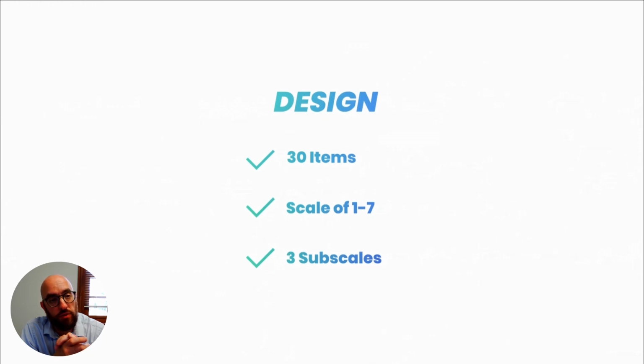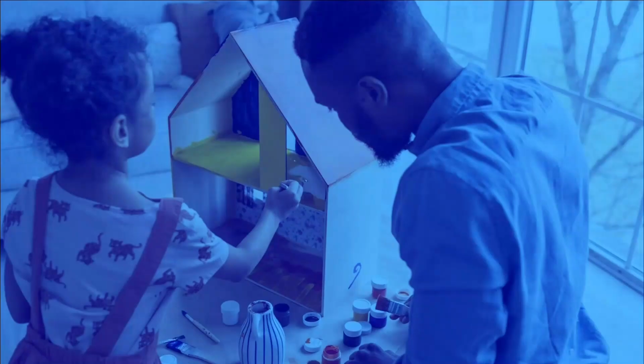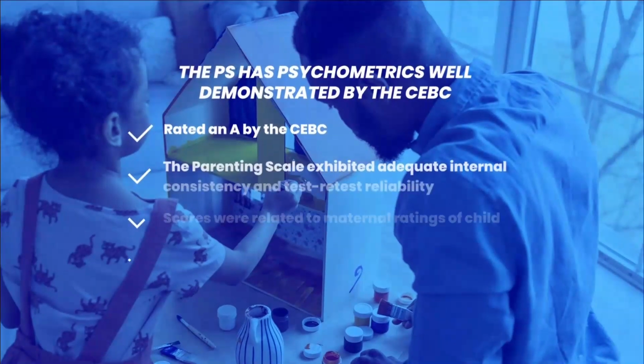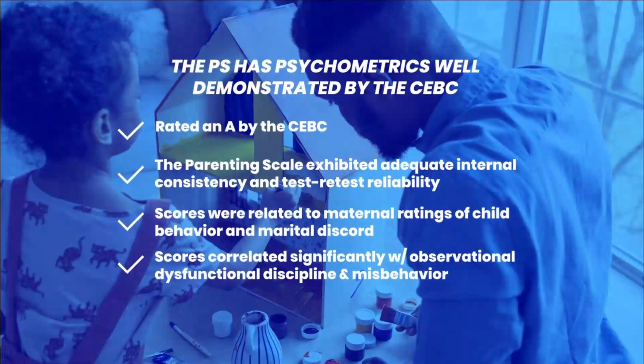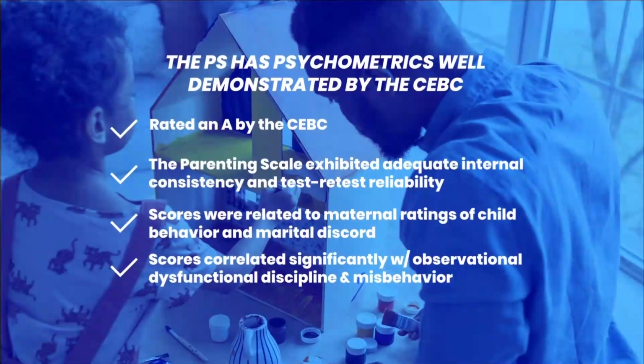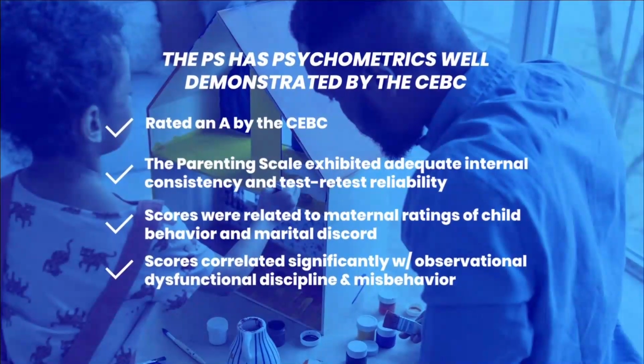I would say if they scored anything on hostility, it may be good to follow up with questions about that, or running a conflict tactics scale parent-child. In defense of the parenting scale, it's easy to defend. It is rated by the California Evidence-Based Clearinghouse as an A, psychometrics well demonstrated.